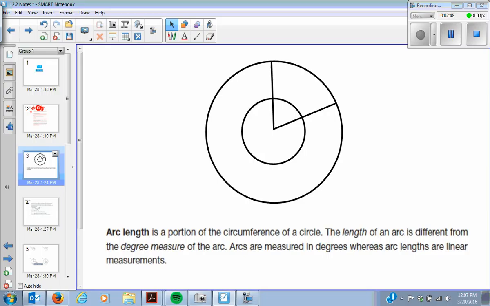So here we go. Arc length is a portion of the circumference of the circle. The length of the arc is different from the degree measurement. So remember when we were saying this is 60 degrees? That was the degree measurement. When we're talking about the length of the arc, we're actually taking this piece right here and finding that length, not in degrees. Arc lengths are linear measures.